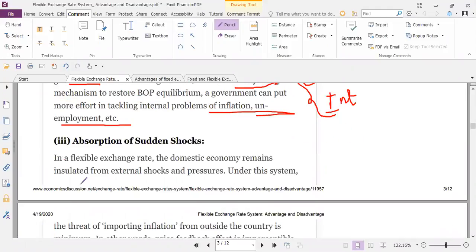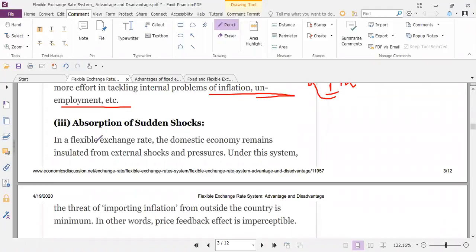So the third advantage, absorption of sudden shocks. If there are any sudden or temporary shocks, we've seen that under a fixed exchange rate it was difficult to adjust to them, but here it will automatically get adjusted or absorb these sudden shocks. In a flexible exchange rate, the domestic economy remains insulated from external shocks and pressures.